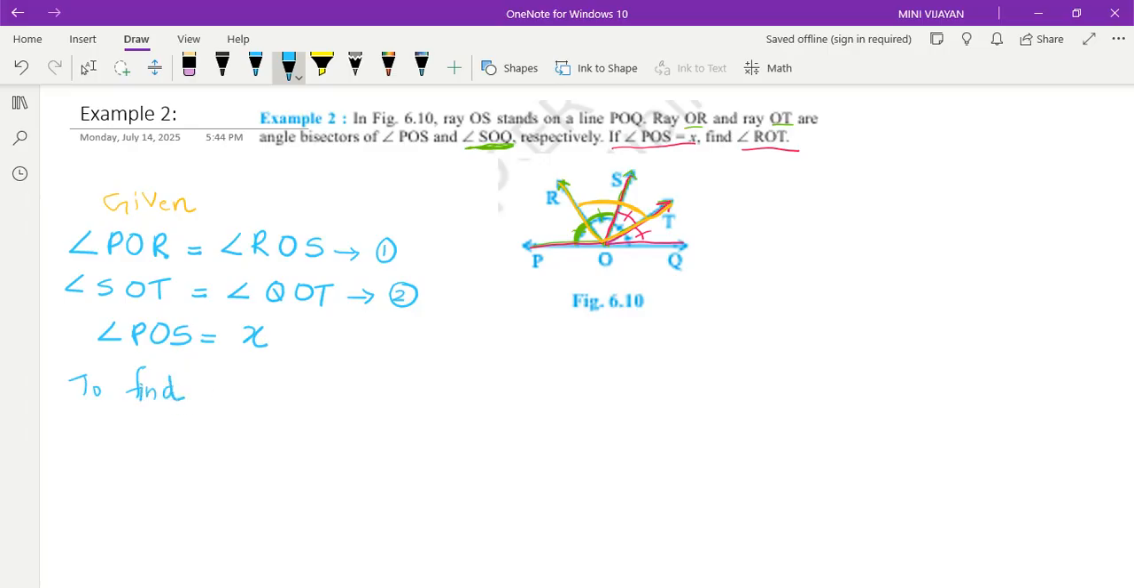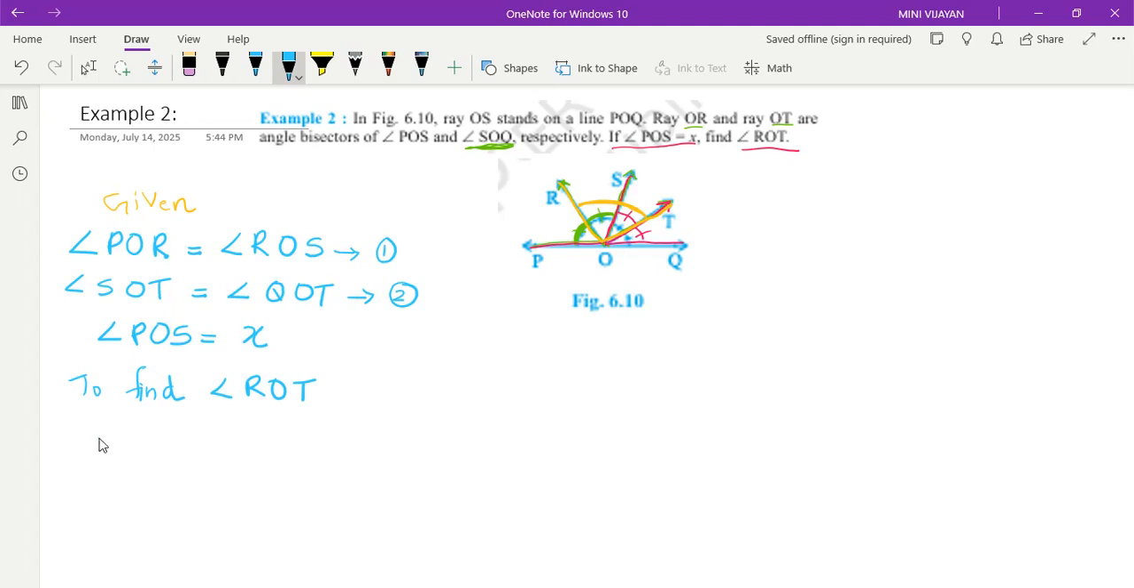We are asked to find angle ROT. So from the given condition, how can we find the measure of angle ROT? From the figure, you have to identify ROT first, and we can see that ROT is divided into two angles. ROT, the orange color angle which is marked in the figure, and inside that ROT, we can see two different angles. Can you see the two different angles?